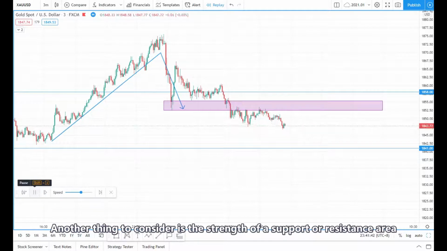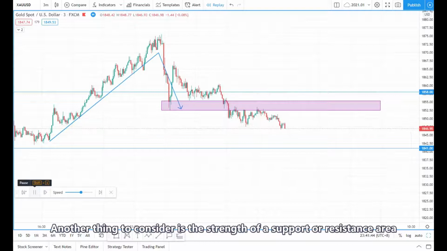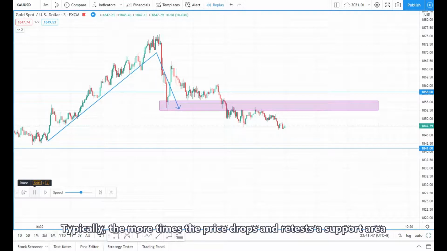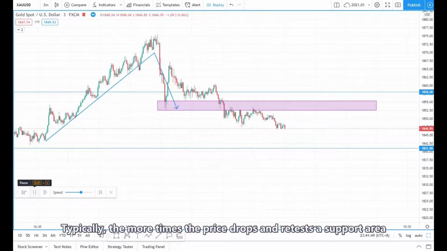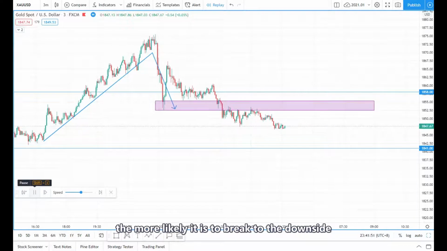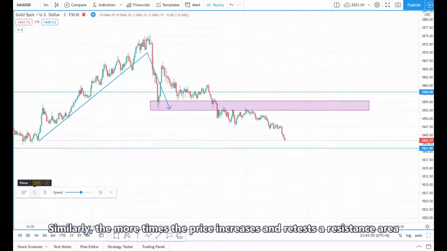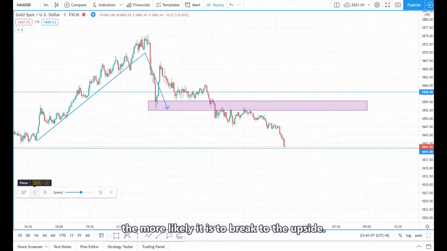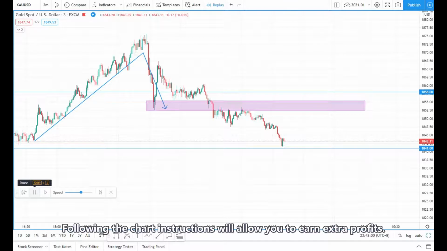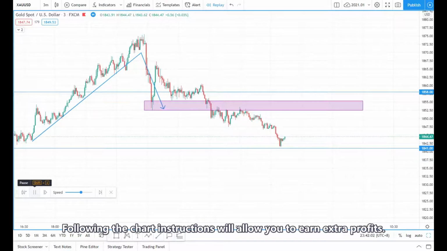Another thing to consider is the strength of a support or resistance area. Typically, the more times the price drops and retests a support area, the more likely it is to break to the downside. Similarly, the more times the price increases and retests a resistance area, the more likely it is to break to the upside. Following the chart instructions will allow you to earn extra profits.